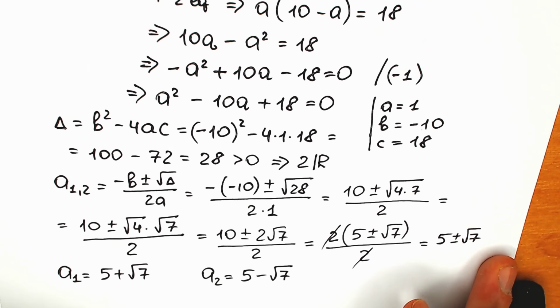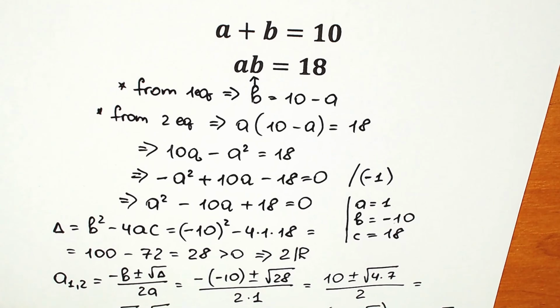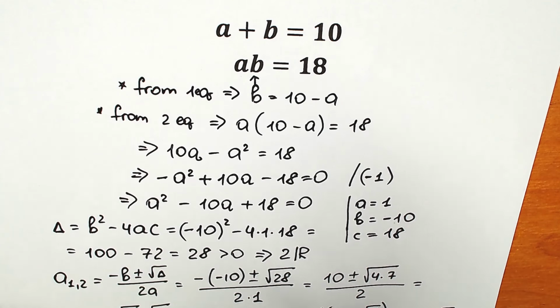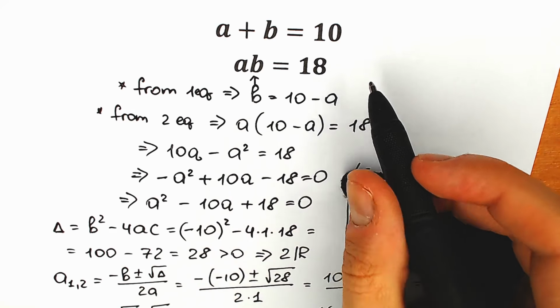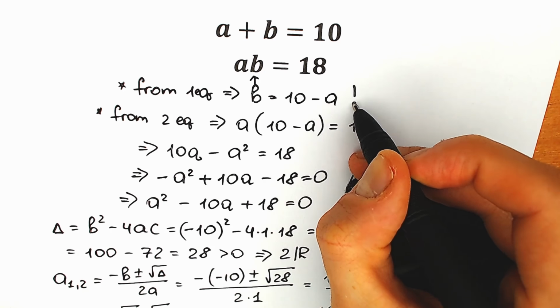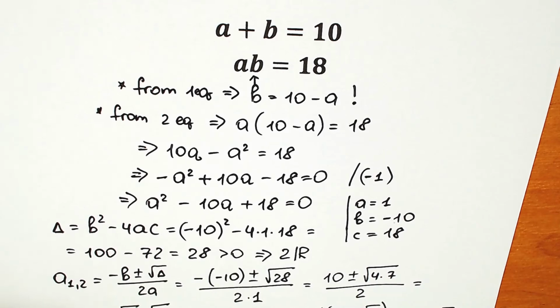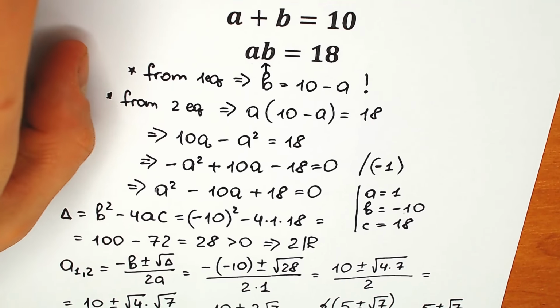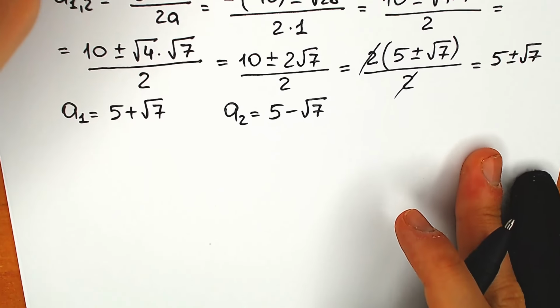But don't forget about our question. We have a and b, both variables. And just remember this expression: b equals 10 minus a. We really need this expression right now, because then we will find our pairs. So b equals 10 minus a.